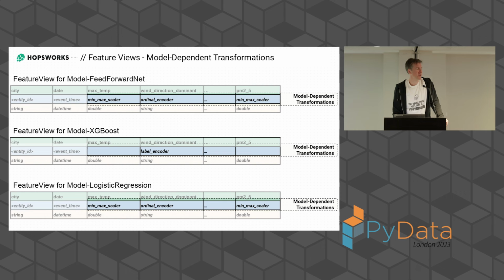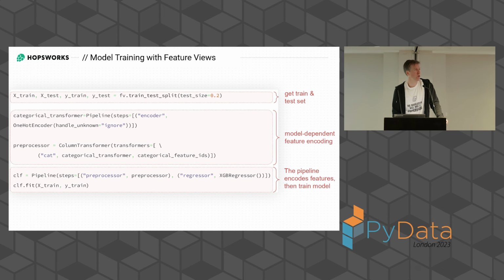Now, depending on the model that you train, you may have different types of encodings that you're going to use. So if it's a feed-forward neural network, you will probably need to normalize your numerical features so that you get a Gaussian distribution.